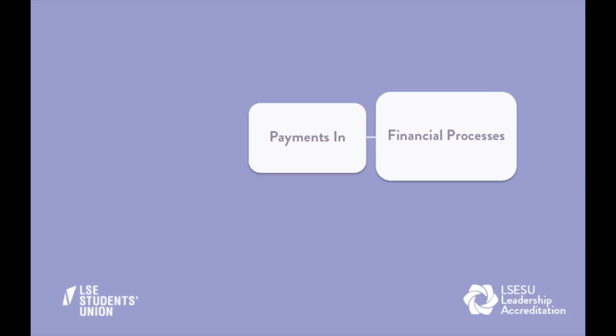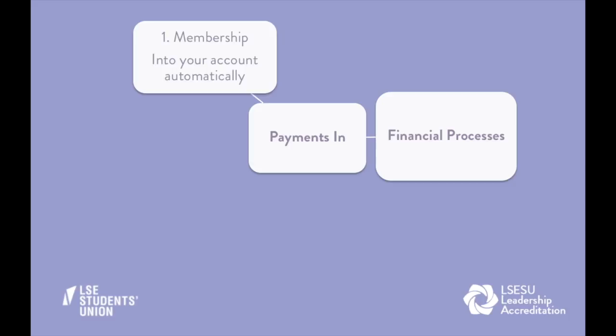What about payments in, funding for your society? Well, there's three main ways that societies get money: membership, sponsorship, and grants. Membership money goes into your account automatically when any student buys a membership of your society. People must join societies at the ARC or using the SU website. They can't pay you cash and then have you bring it to the ARC for them.